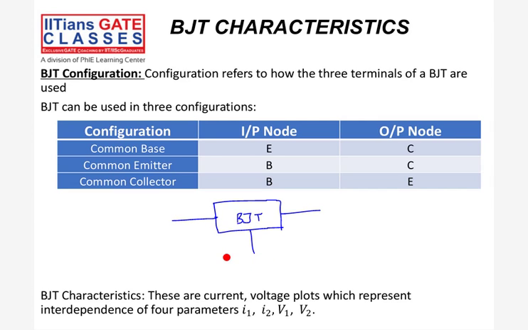Okay, this BJT has three terminals. One will be the input terminal, another will be the output terminal, and the other will be the common terminal. That is the common node, we can say. So this is plus and this is minus. This is plus and this is minus.